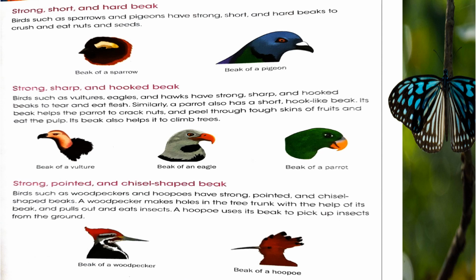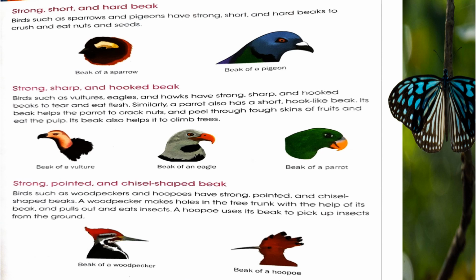Next, strong, sharp, and hooked beak. Birds such as vultures, eagles, and hawks have strong, sharp, and hooked beaks to tear and eat flesh. Similarly, a parrot also has a short, hook-like beak. Its beak helps the parrot to crack nuts and peel through tough skins of fruits and eat the pulp. Its beak also helps it to climb trees. You can see the beak of a vulture, the beak of an eagle, and the beak of a parrot.